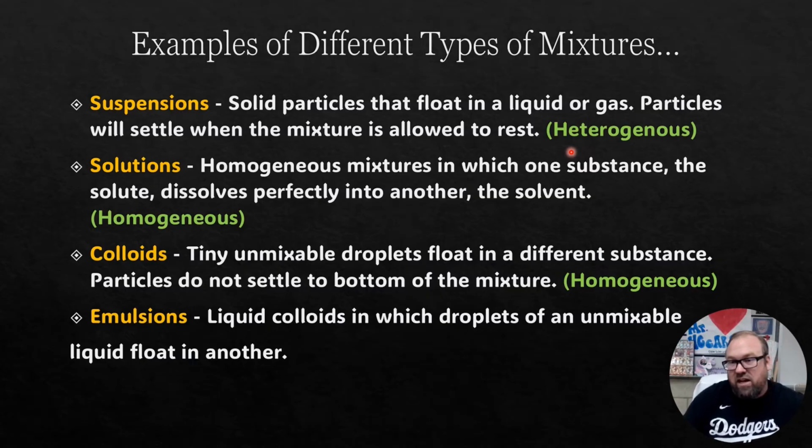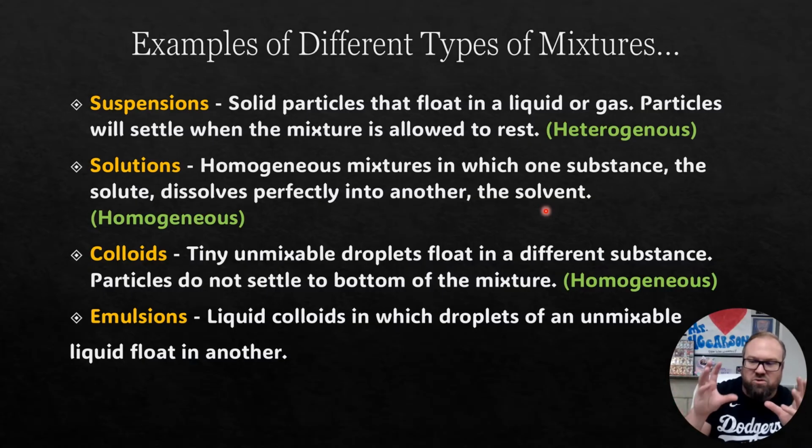So we classify suspensions as heterogeneous. Now, compare and contrast that with solutions, which are homogeneous mixtures in which one substance, the solute, dissolves perfectly into another, the solvent. Okay? Now, the solvent is what does the dissolving. The solute is what gets dissolved. And we have an entire unit later in the second semester concerning solutions and the mathematical chemistry behind them. Okay?